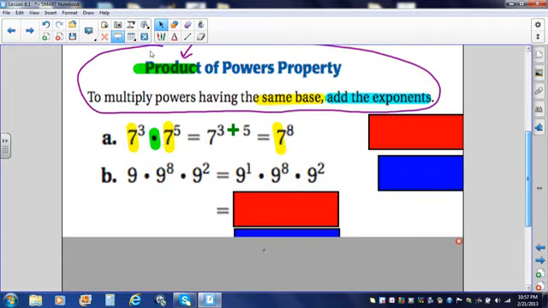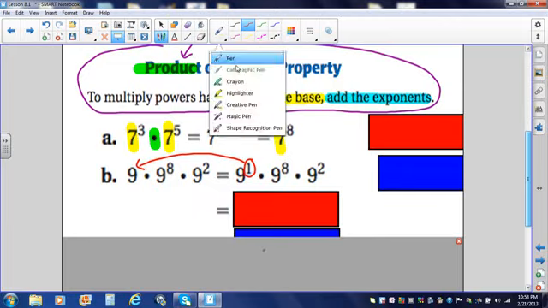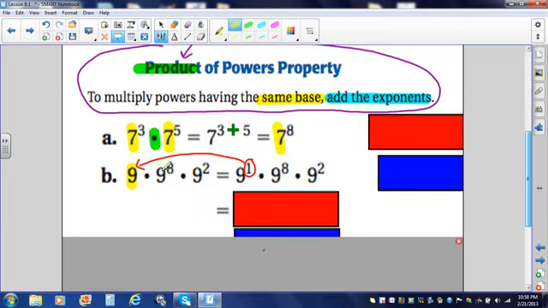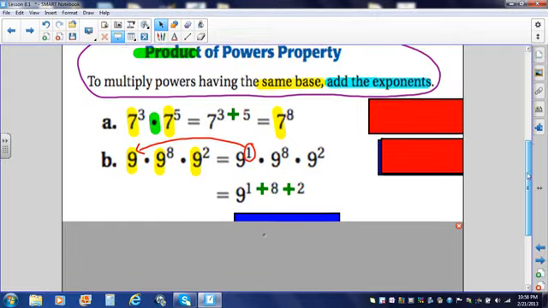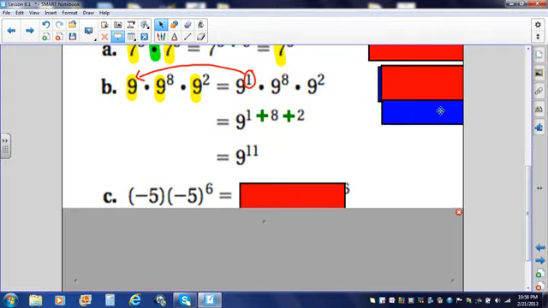Write it on your paper. Notice that we have that invisible, not coefficient, that invisible exponent of 1. They all have the same base. They are all a 9. So we are going to add the exponents. So we add 1, 8, and 2. 1 plus 8 plus 2 gives me 11. My base is 9, 9 to the 11th power.